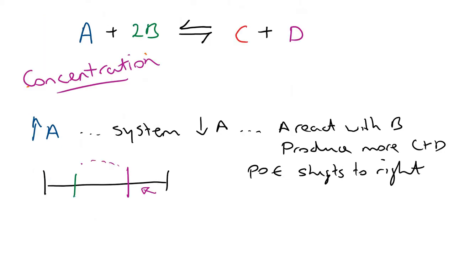What happens if I take away A? So if I reduce A, well, the system will look to increase the amount of A. So if I start taking out A, then B won't have as many particles to react with. So this reaction here, this forward reaction, will happen a lot slower because B won't have as much to react with. So therefore, this backward reaction happens at a much faster rate. So look, the system looks to oppose the change always.